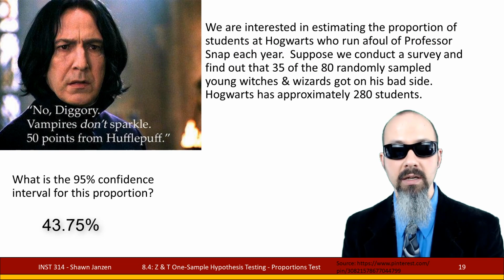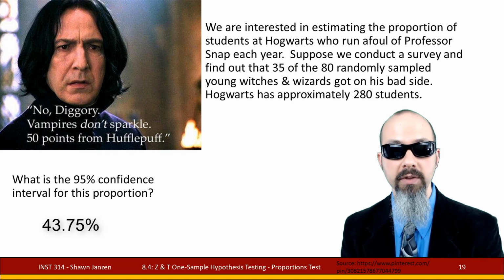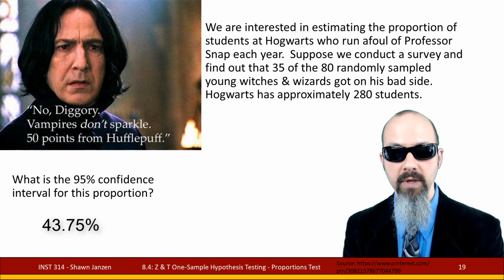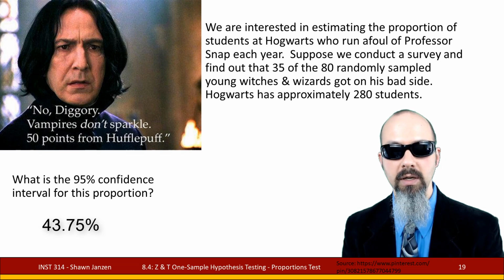Now, we want to see, does that proportion fall within a 95% confidence interval? So how would we go ahead and build out this 95% confidence interval for the proportion? See if you can calculate it on your own while you pause the video, and we'll come back.